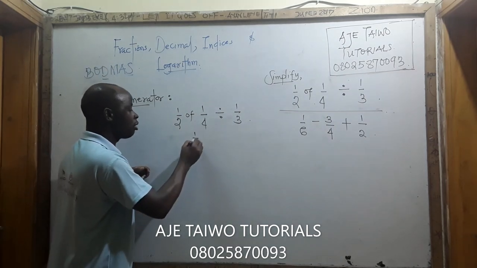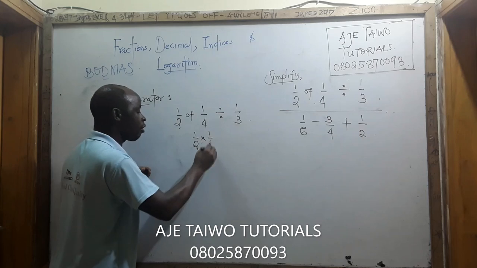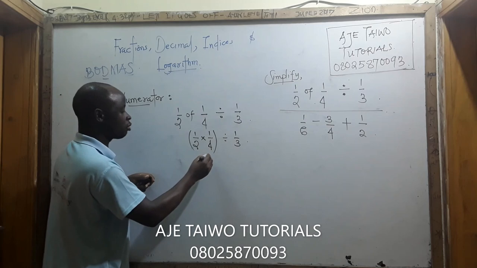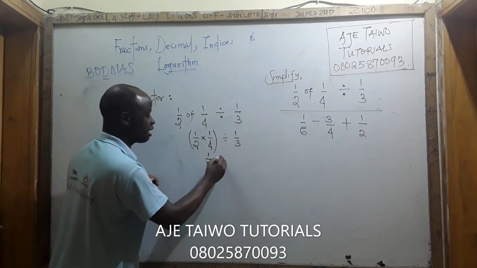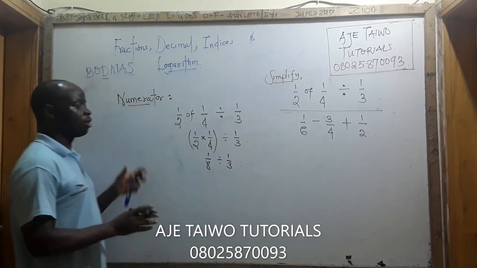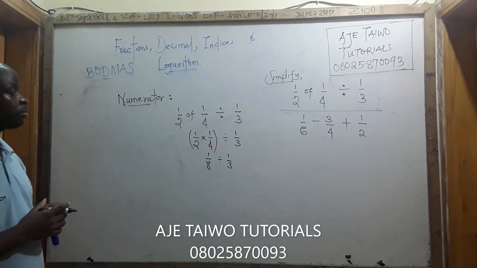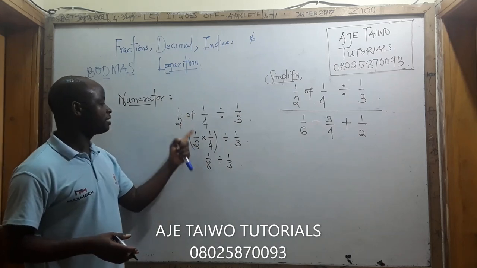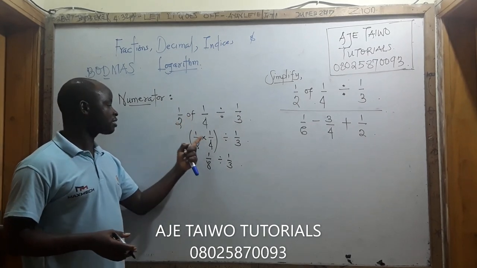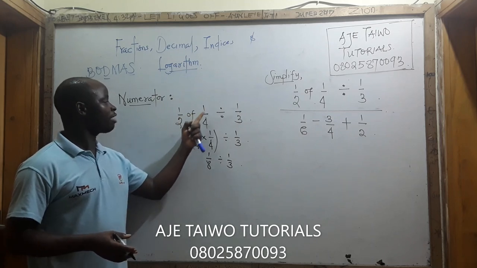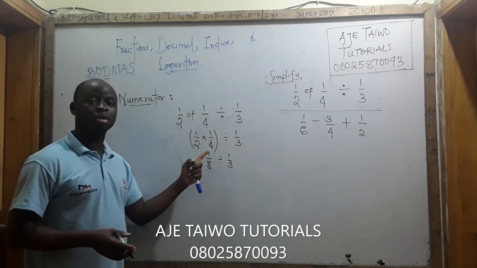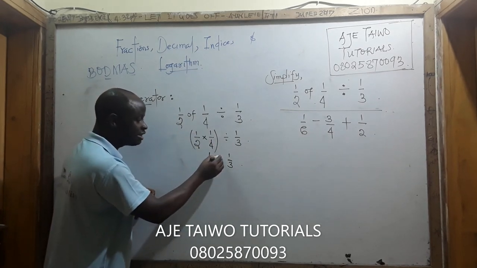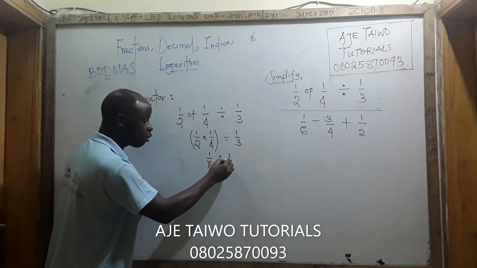That's 1 over 2 times 1 over 4, divided by 1 over 3. And that's what? 1 over 8, divided by 1 over 3. I've done the 'of'. 'Of' means times. Half of 1 over 4 means half times 1 over 4. So I've gotten 1 times 1, 1; 2 times 4, 8. Divided by 1 over 3.